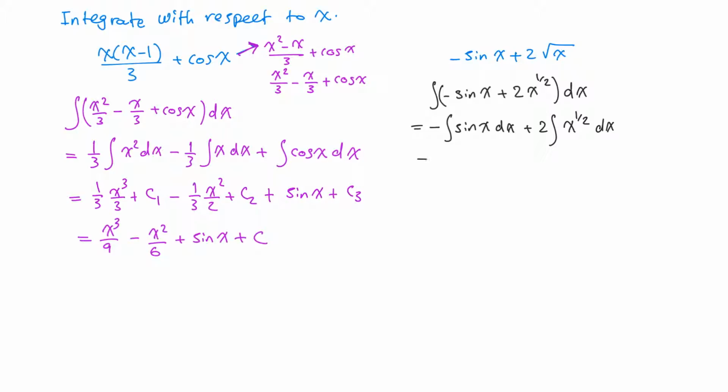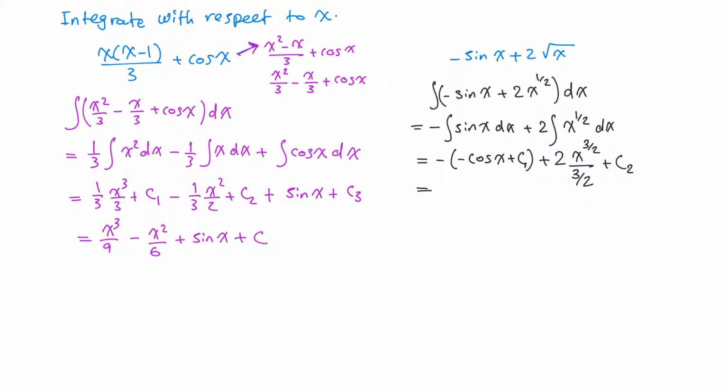So now I get negative cosine of x plus c, plus 2 times x to the 3 over 2 over 3 over 2 plus c. So I'm going to label this C1 and this C2.